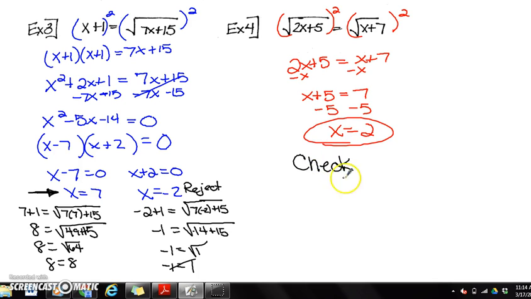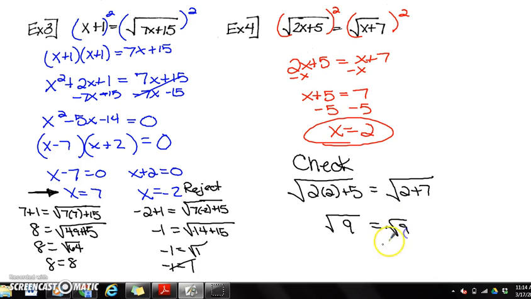Make sure it works. 2 times 2 plus 5 should equal 2 plus 7, all under a square root. This will be the square root of 9 equals the square root of 9. Well, that's true, so this works. It's good.